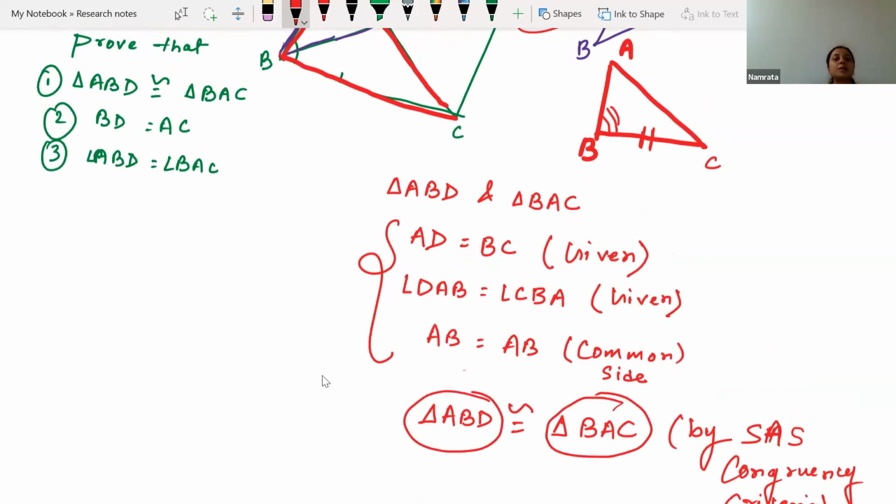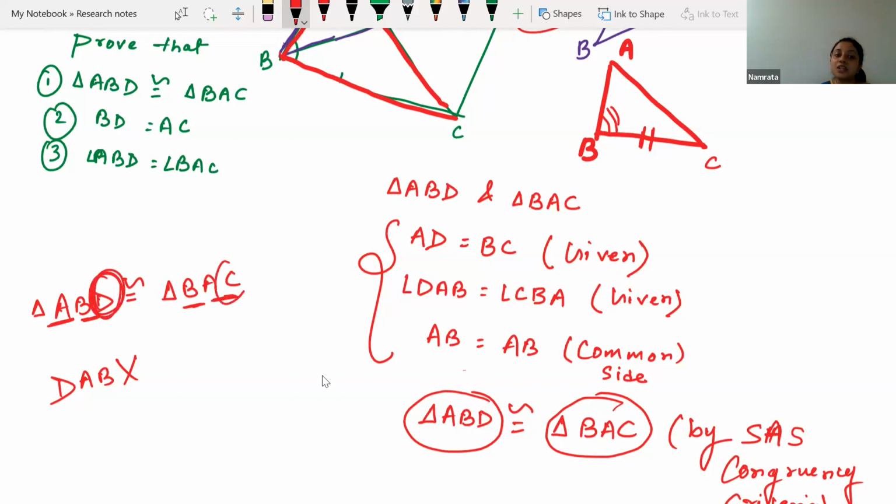Yes, Yatika, I am telling that we need to also be careful with the name of the triangle. If the name of the triangle is ABD and you are writing it DAB, this is incorrect, because we want to show that triangle ABD is congruent with triangle BAC. Here angle A must be equal to angle B of that triangle. Angle B of this triangle must be equal to angle A of that triangle. Angle D of this triangle must be equal to angle C of that triangle. That's why the sequence of the name of the triangle matters.